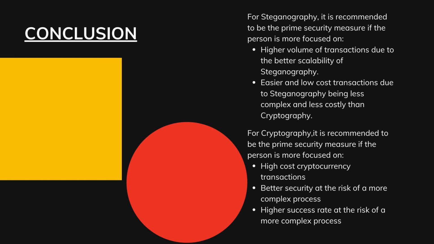However, for cryptography, it is recommended to be the prime security measure if the person is more focused on higher value cryptocurrency transactions due to the higher success rate of hiding a message using cryptography and to the complexity of decrypting cryptography.